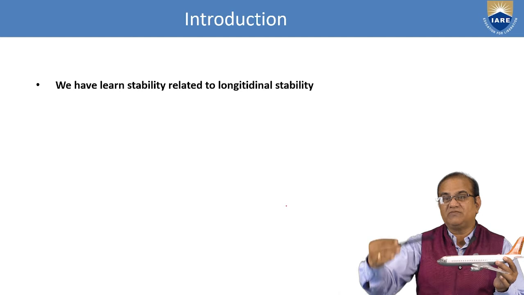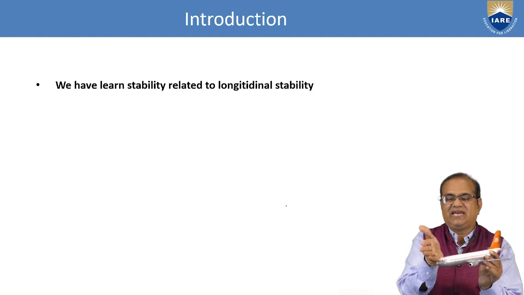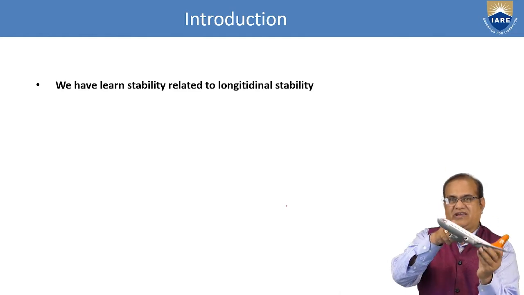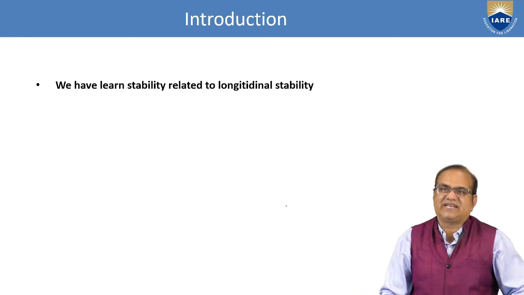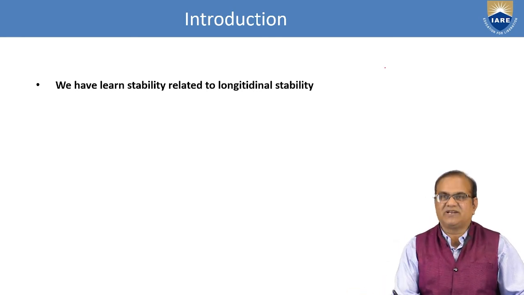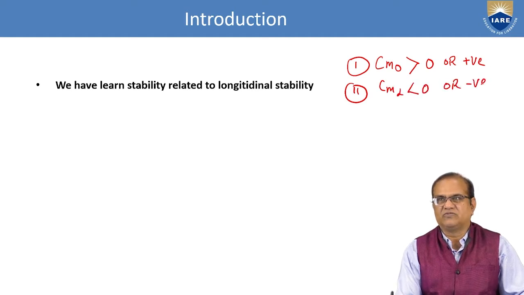But the motion will be in the XZ plane. In this plane, your aircraft will move. We have seen in our previous class that to have static stability, two conditions have to be met. First, Cm naught should be greater than 0, or positive. The second, Cm alpha should be less than 0, or negative.